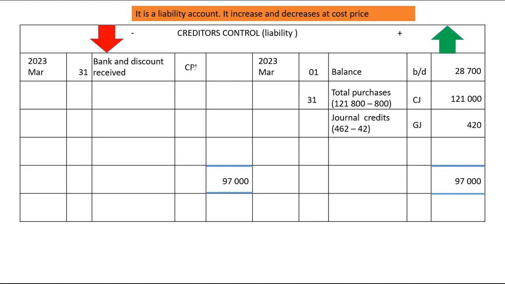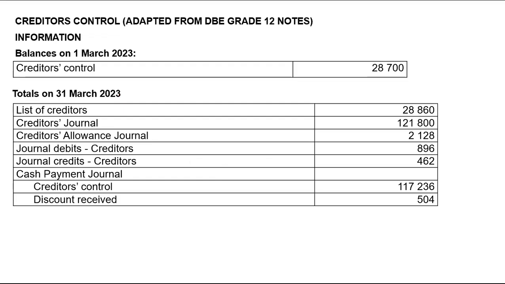I added the two amounts and it gave me 117,236. What did I add in essence? All I did was just to take bank, which is from the CPJ, which is 117,236. Oh, actually, I was supposed to have added that 504. Okay, when you add the two, it'll give you the total of your bank plus discount received.